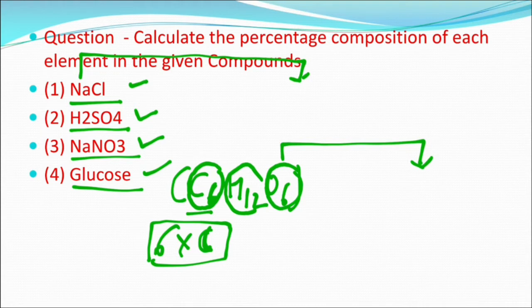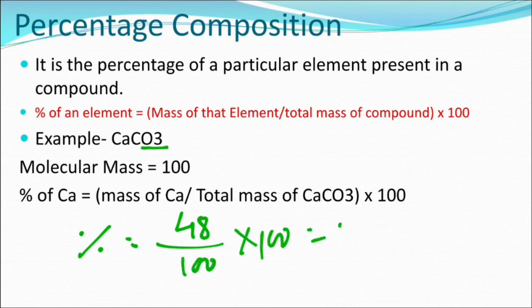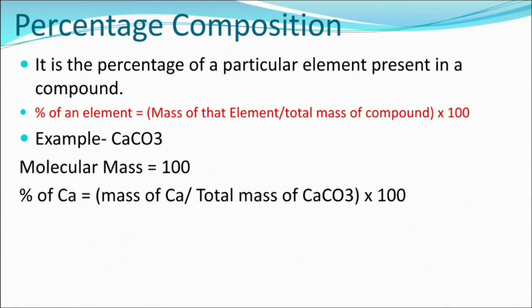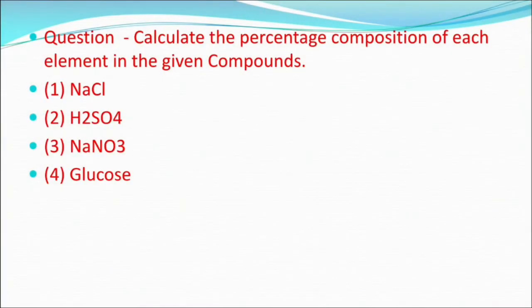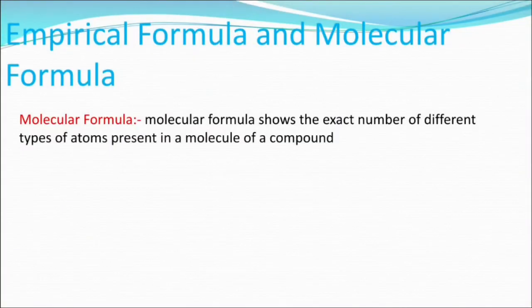Similarly, in the example of calcium carbonate, we have seen that during the calculation of percentage of oxygen, we used 48 by 100 into 100, that means 48%. So you have to use the total mass of the similar kind of elements. So this was about percentage composition, and now we will discuss the empirical formula and molecular formula.